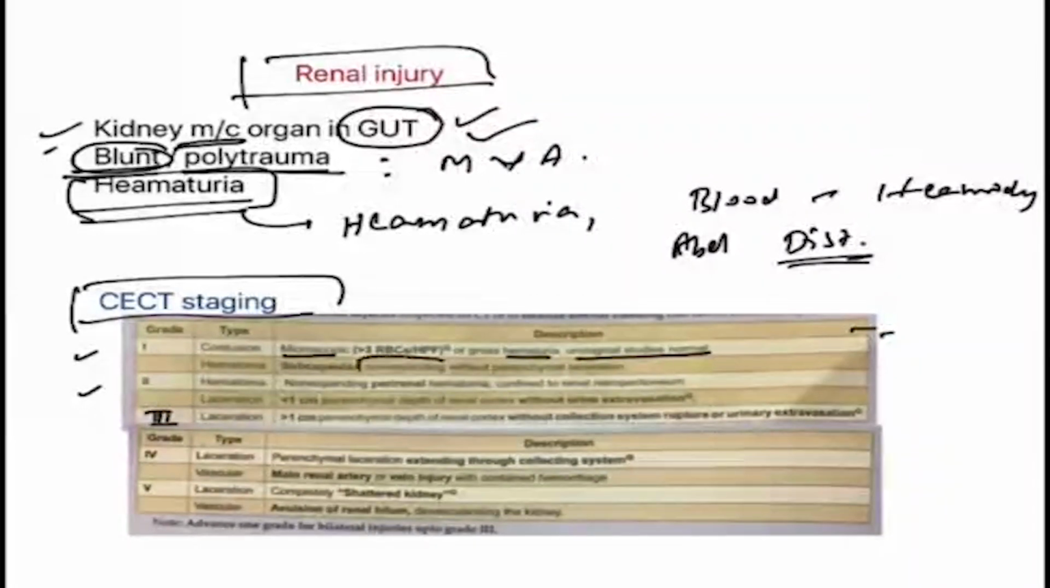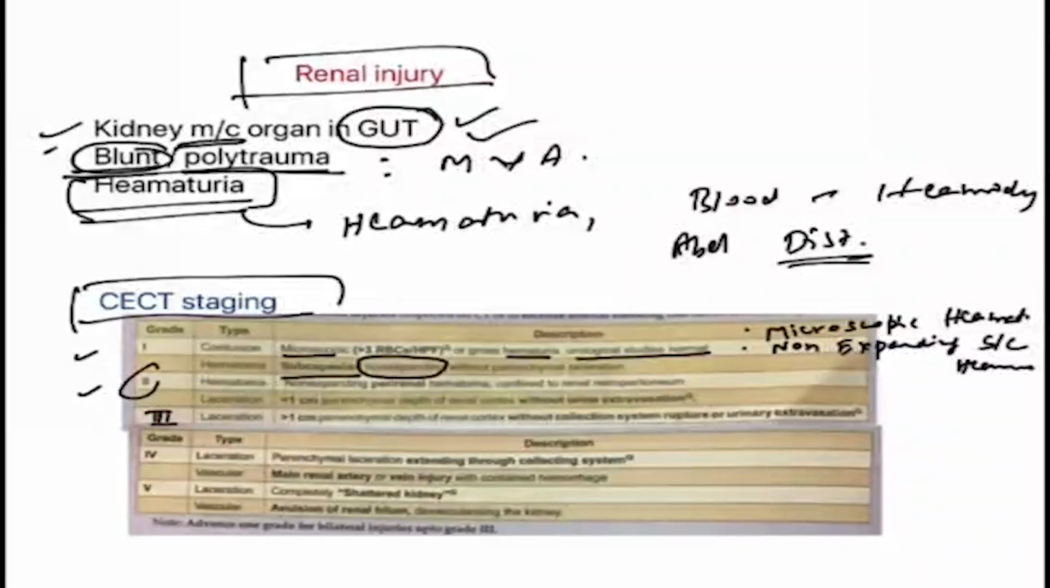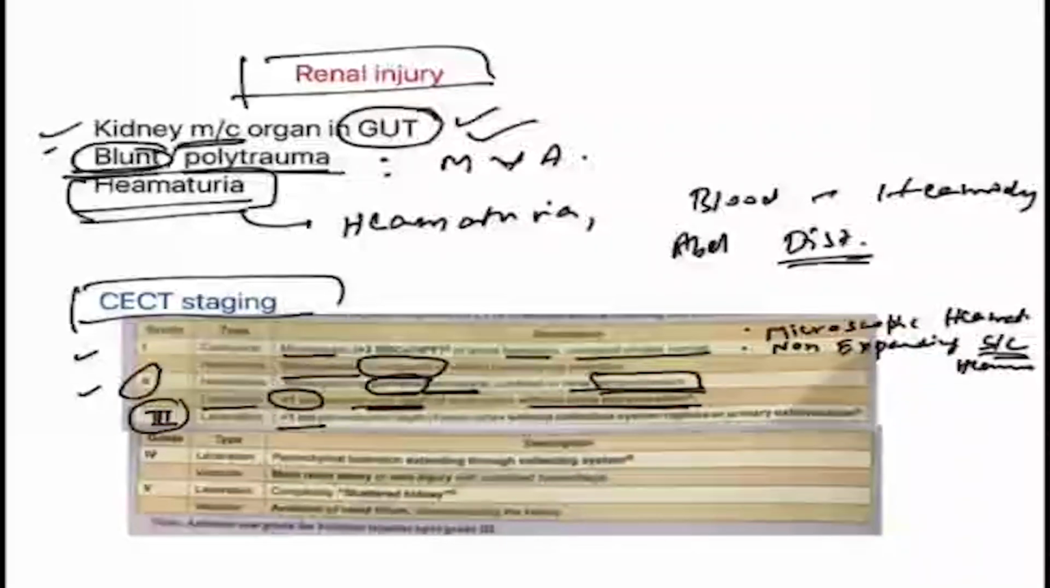In grade 1, microscopic hematuria is present, urologic studies are normal and a non-expanding subcapsular hematoma is present. In grade 2, non-expanding perirenal. In grade 1, it was subcapsular hematoma. In grade 2, it is perirenal hematoma and it is confined to retroperitoneum. And if there is laceration, then it is less than 1 cm parenchymal depth without urine extravasation.